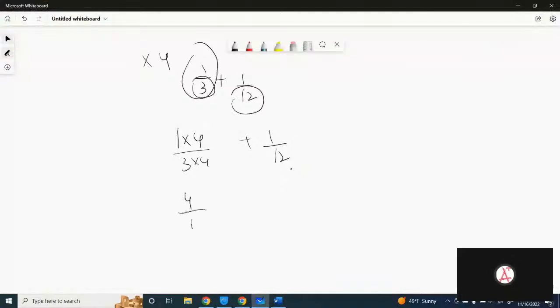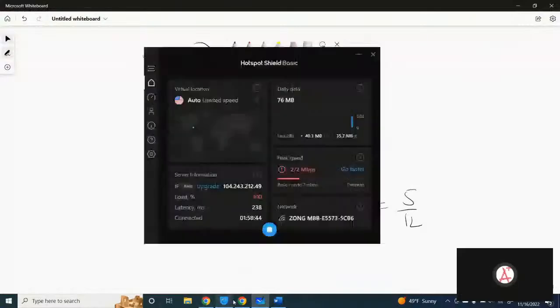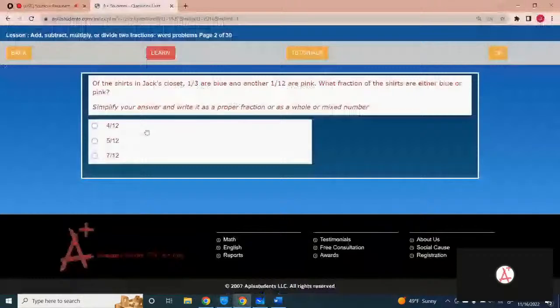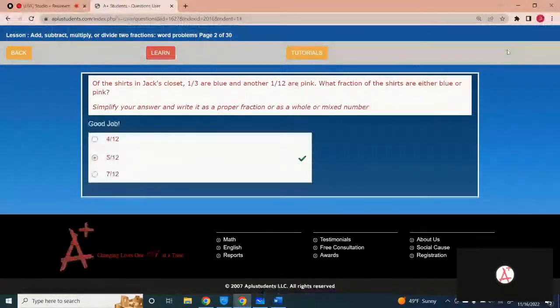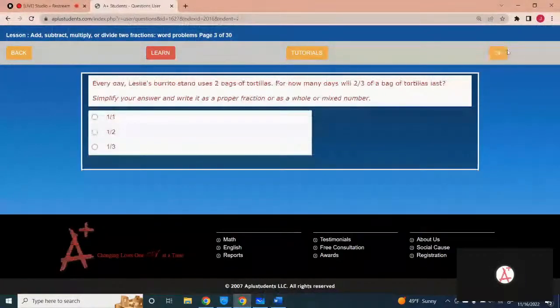4 times 1 is 4 and 4 times 3 is 12. Now they have like denominators. Just add their numerators. So it would be 4 plus 1 over 12. So 4 plus 1 is 5. It would be 5 over 12. Got it? So just select the correct option and then click on the OK button.